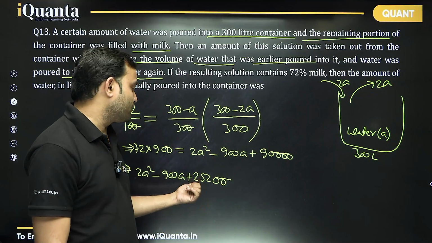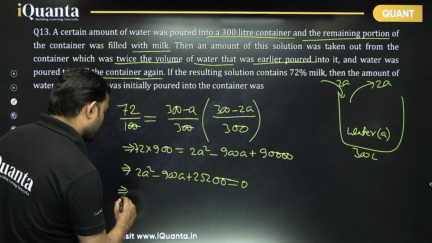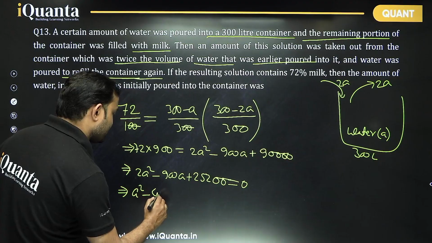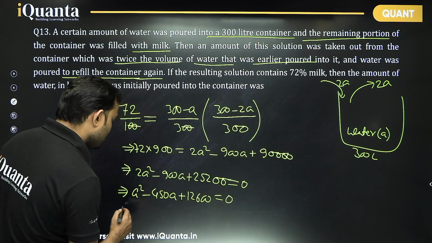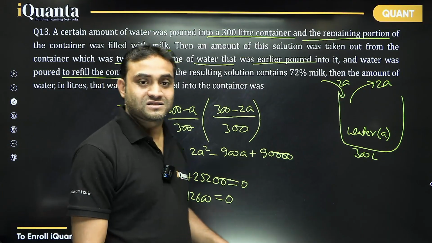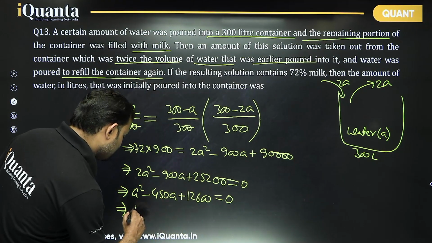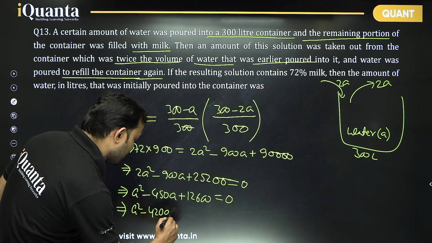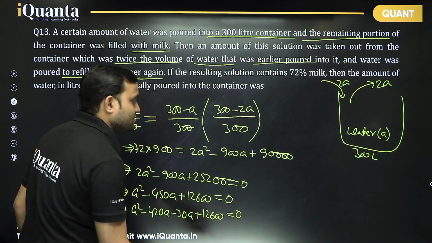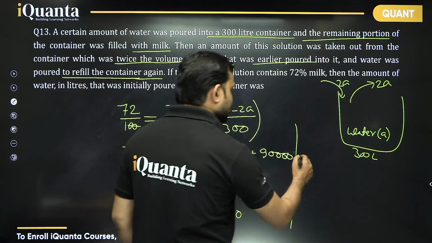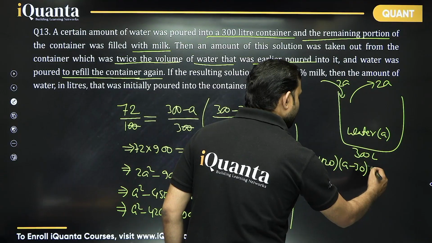28 into 9 is 25200 is equal to 0, or we can write it as a square minus 450a plus 12600 is equal to 0. Now we need to break 450 in two parts such that the product is 12600. We can write it as a square minus 420a minus 30a plus 12600 as 0. From there, we can write it as a minus 420 into a minus 30 is equal to 0.